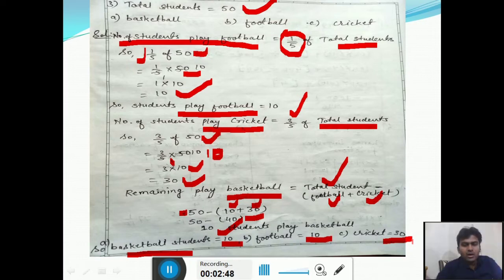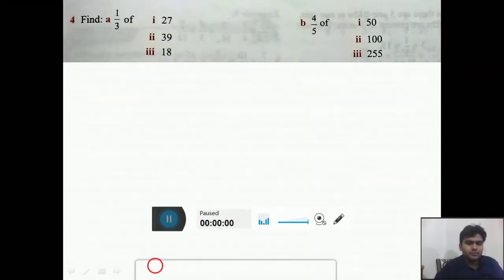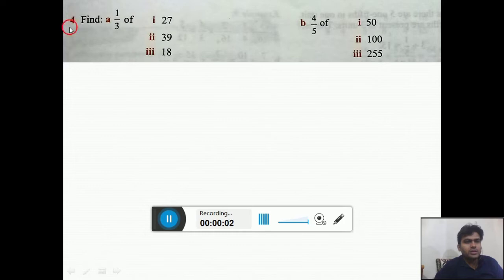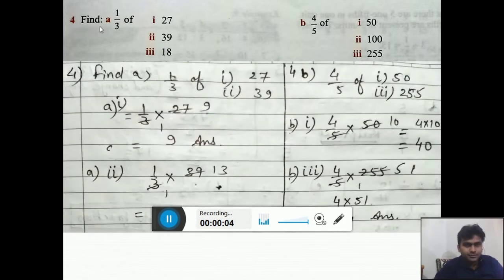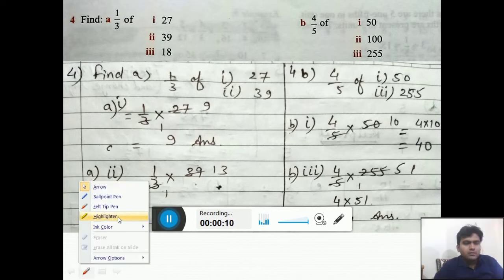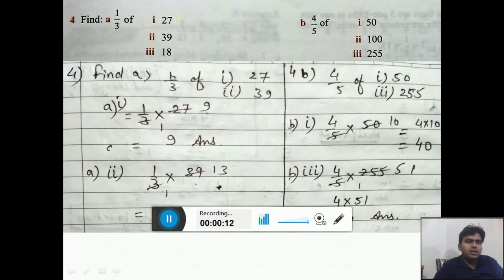So we got all the answers. Now move on to the next question, number 4, that is, find 1 upon 3 of the 3 given questions. First, 1 upon 3 of 27, 1 upon 3 of 39, and we have to find 1 upon 3 of 18. I think you understood.